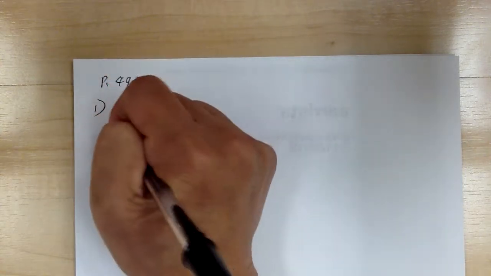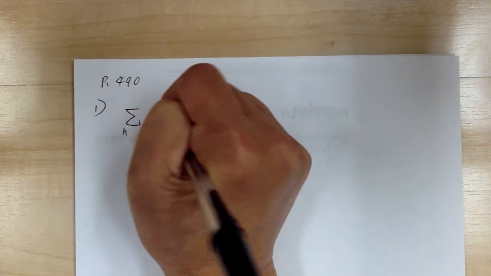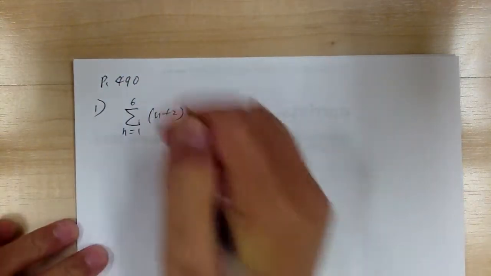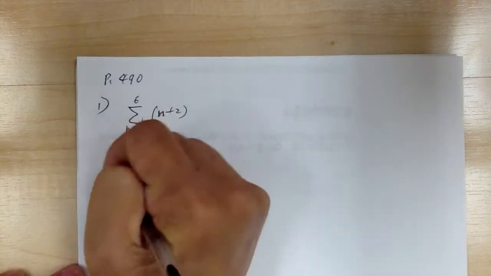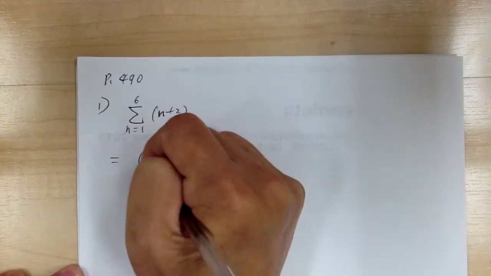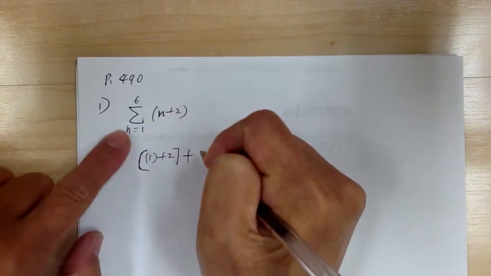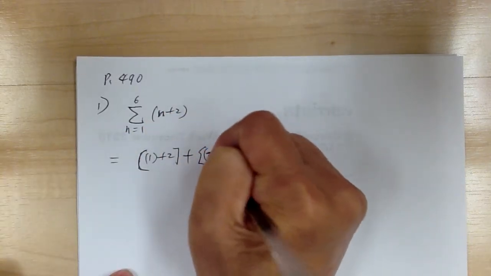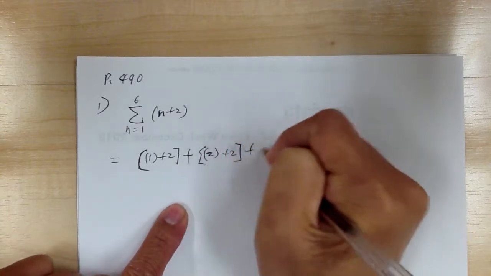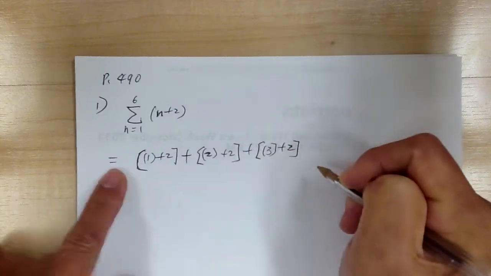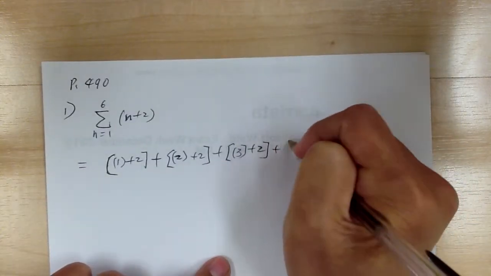Let's go to page 490 and let's start with number 1. You have the sigma of n plus 2 and you want to go n equal to 1 through 6. So go and work it out. When n equal to 1, you're going to get 1 plus 2. When n equal to 2, again, that would be a second term. So just do that for 1, 2, 3, 4, 5, 6.